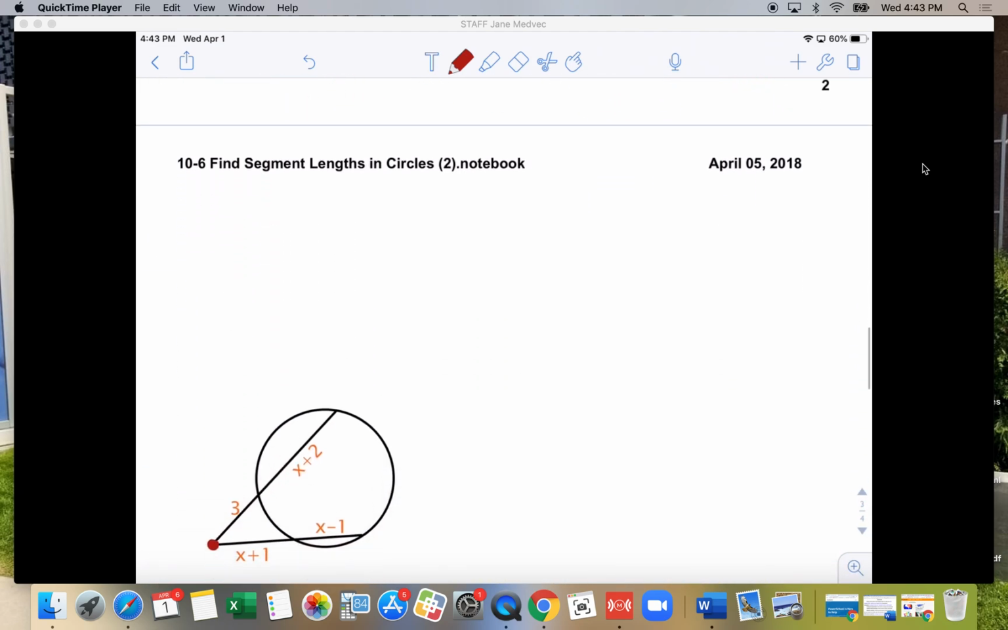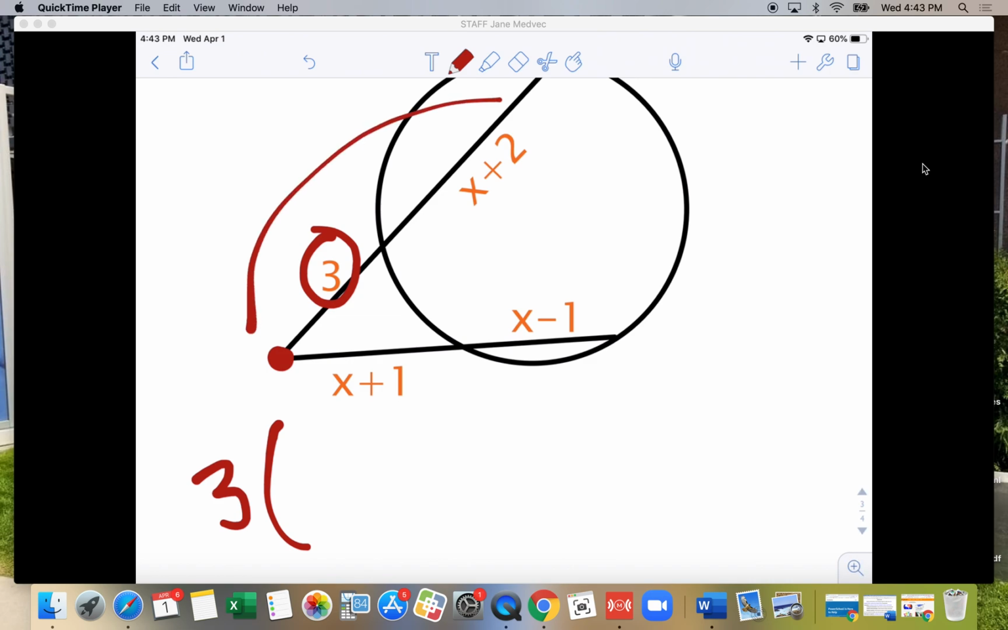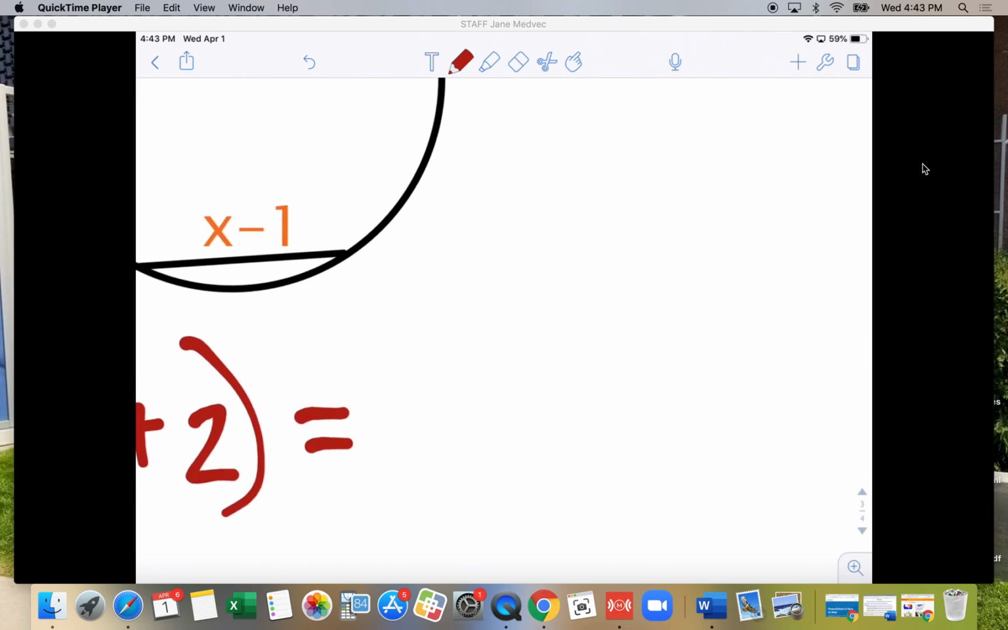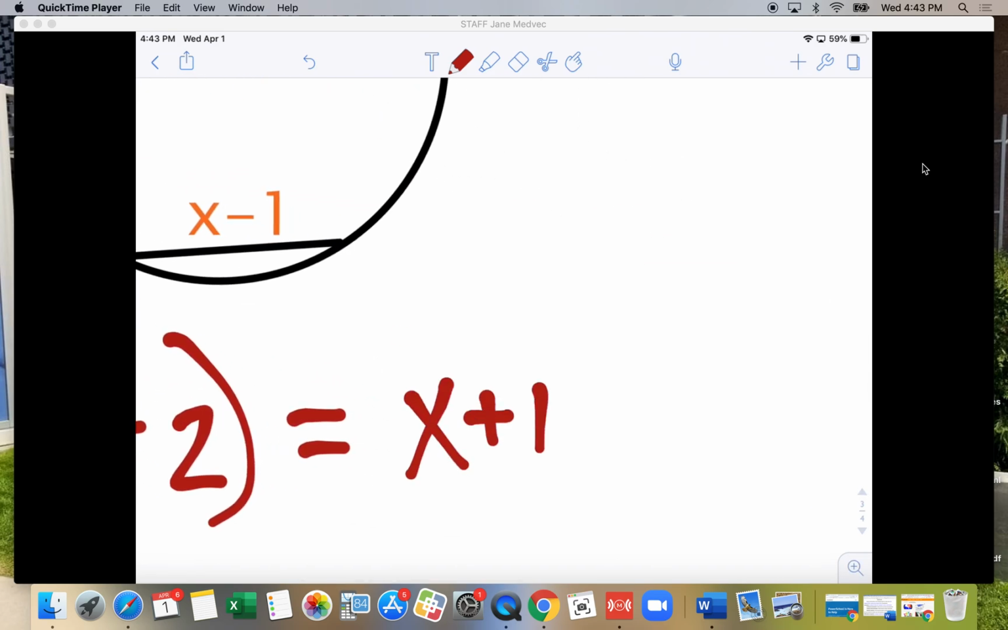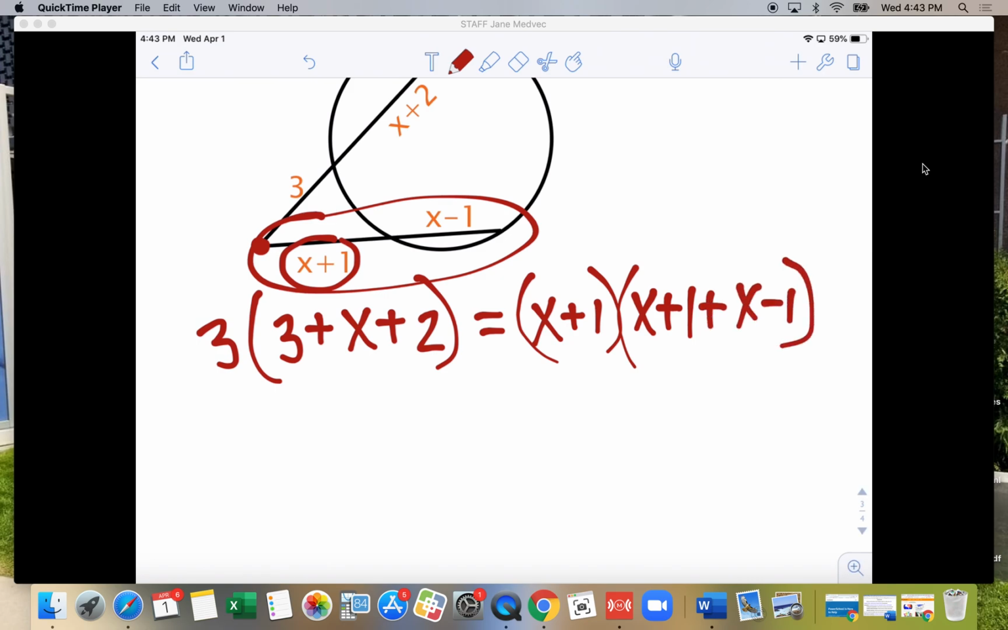So when I go down, what I'm going to do is take 3, which is this piece right here, and multiply it by this whole piece. So 3 plus x plus 2. Then I'm going to set it equal to this outside piece, which is x plus 1. I'm going to put parentheses around it because there are 2 terms there. And I'm going to multiply it by the sum of this whole piece. So x plus 1, that's the first piece, plus x minus 1, in parentheses.